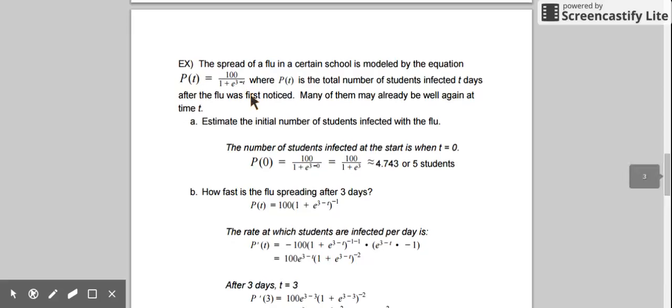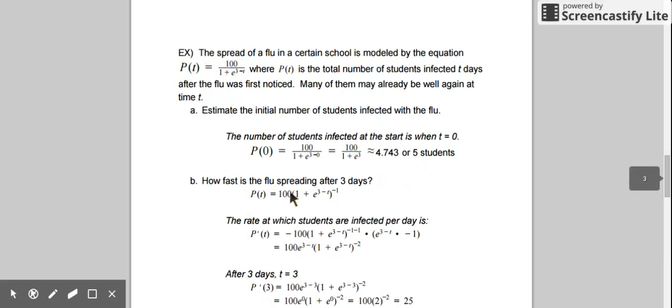So let's estimate the initial number of students infected with the flu. Well, an initial condition is whenever the variable equals 0. So when time is 0 at the start of this infection, how many students had the flu? So I'm just plugging 0 in for t into my original function to find the total number of students infected when t is 0. So by doing that and simplifying, we get about 4.743. You can say that's approximately 4 or 5 students were infected at the beginning.